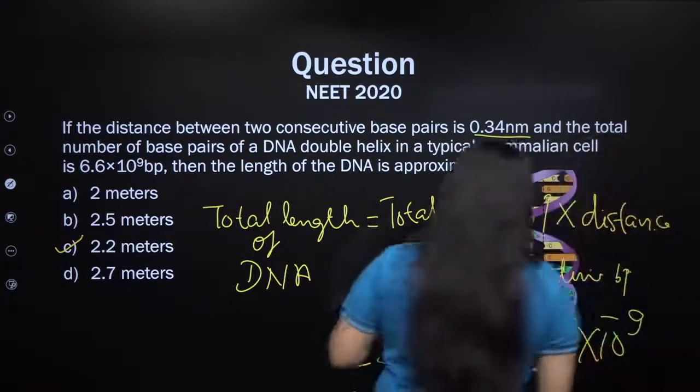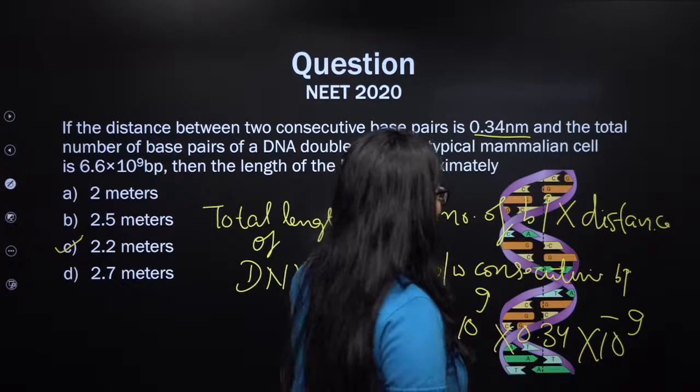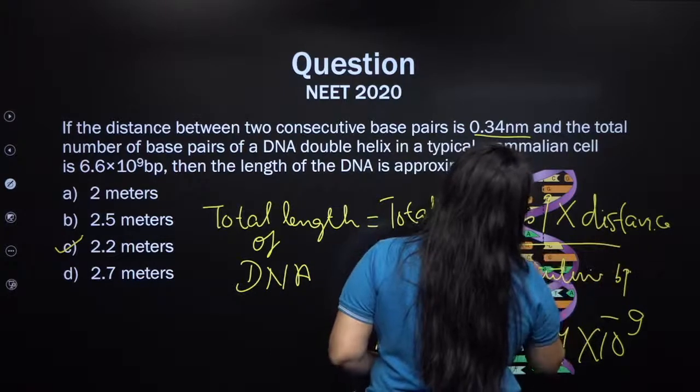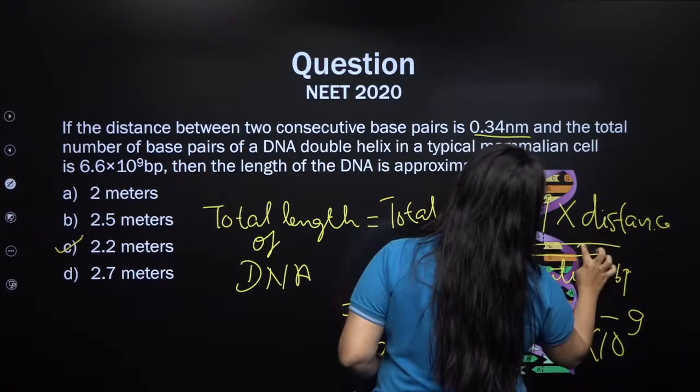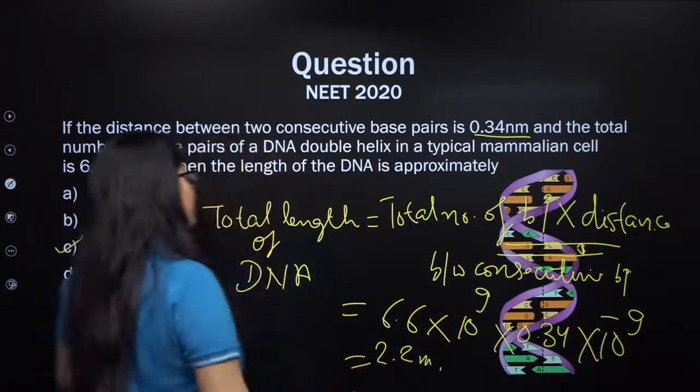Actually I placed this diagram so that I can explain the meaning of consecutive. Consecutive base pairs means this is base pair 1 and this is base pair 2. So the distance between these two base pairs is the distance between two consecutive base pairs.